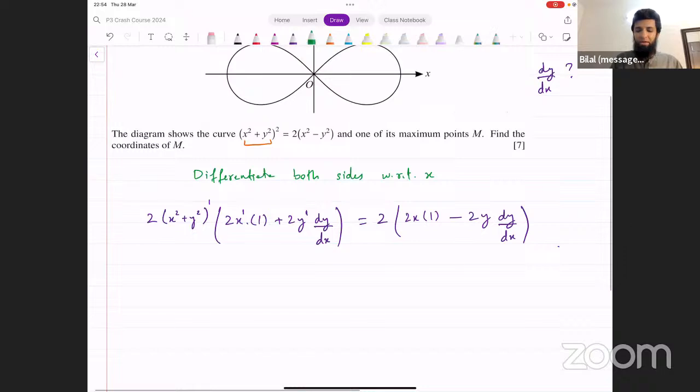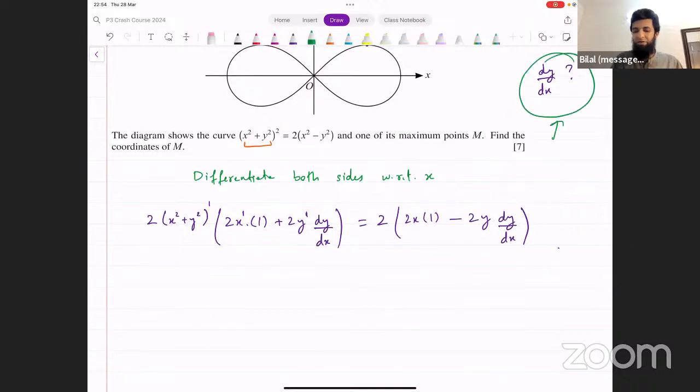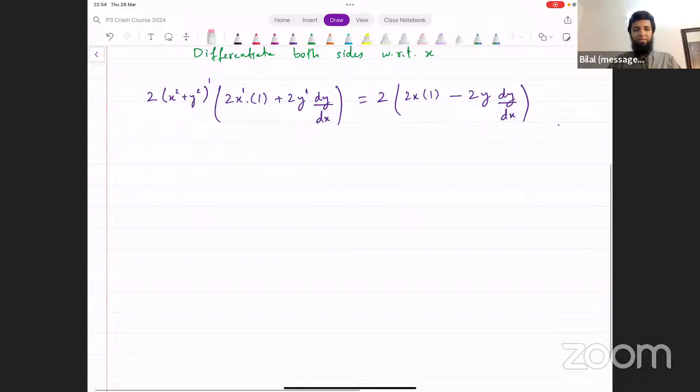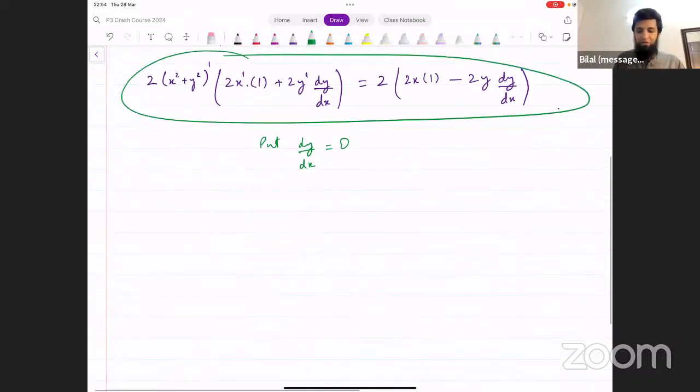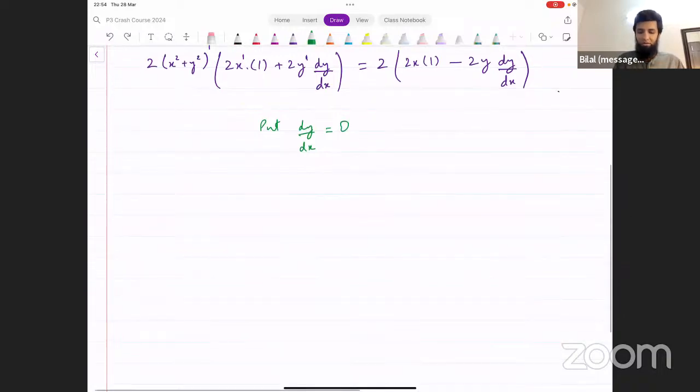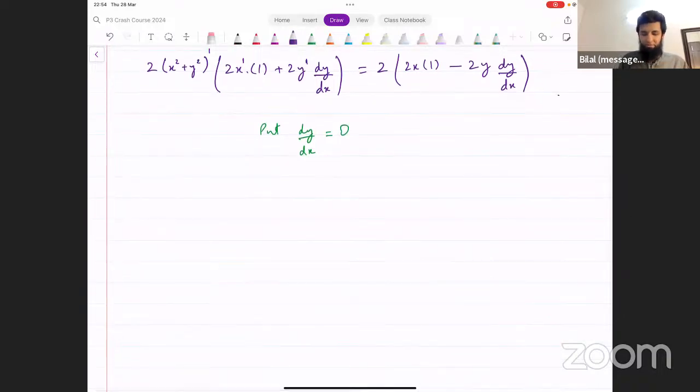Now, how do you find that maximum point? We have to find the maximum point by putting dy over dx equal to 0. Now, we can actually save some effort. We don't really have to make dy over dx the subject here. We can just put dy over dx equal to 0 right in this step. That will save us some working, and also it'll save us careless errors while we do that working. Just put dy over dx equal to 0 right after you have differentiated it. Let's see what we get from that.